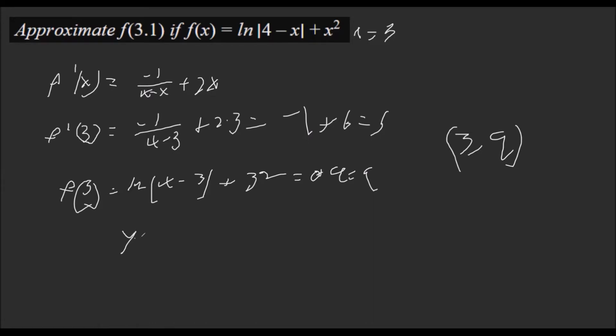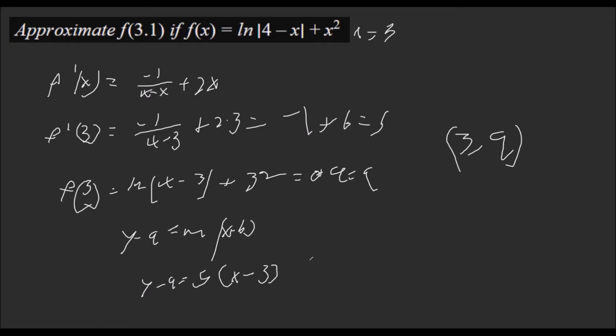Now, the template for the standard equation is y minus a equals m times (x minus b), where b and a are x and y respectively. So from here, we can just plug in our values. y minus 9 is equal to 5(x minus 3). And that is the tangent line representation of f(x), being natural log (4 minus x) plus x squared.